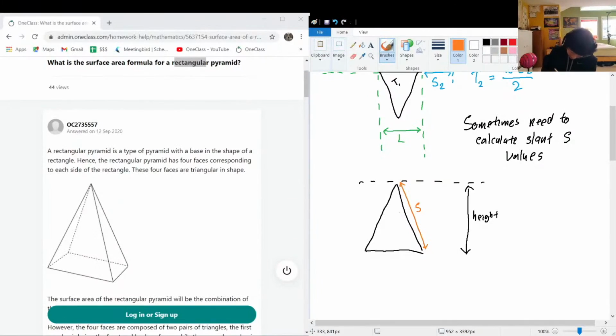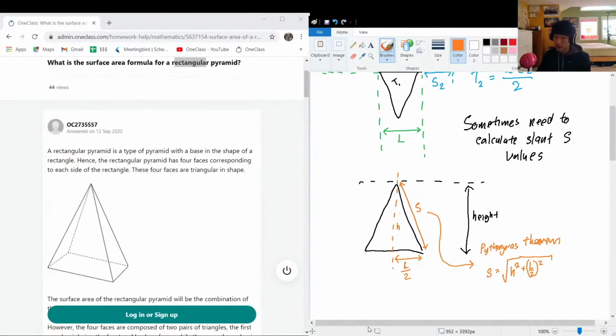If we wanted to find that, we know that over here this is going to be the height, and this could be the length over 2. So if we wanted to find the S in this situation, Pythagoras theorem: S is going to be the square root of height squared plus L over 2 squared. And that would be your measure for the slant.